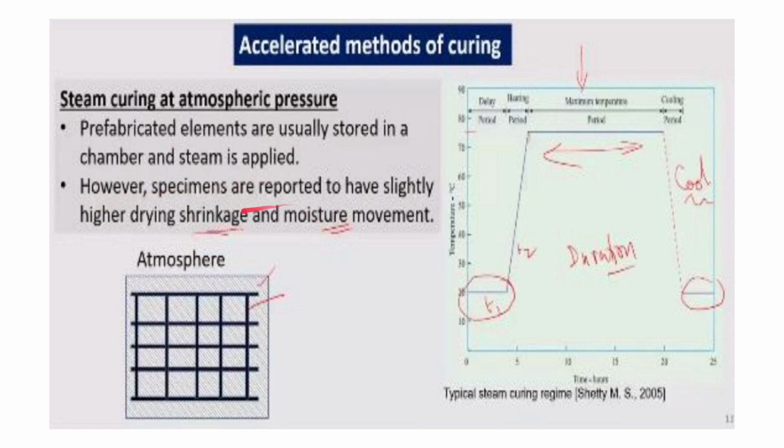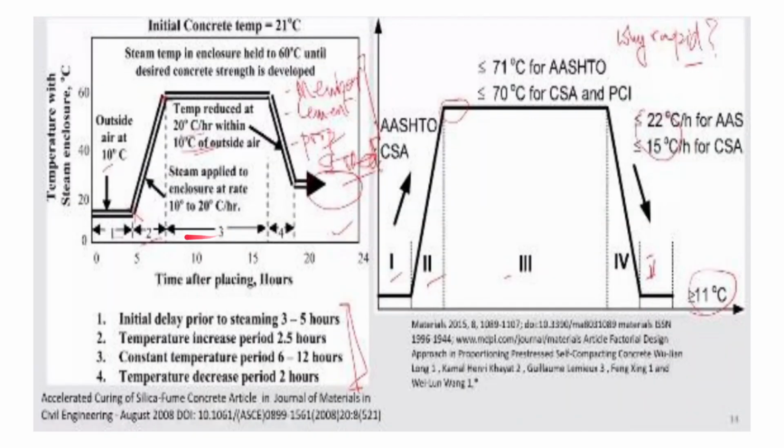However, specimens are reported to have slightly higher drying shrinkage and moisture movement. So this is one of the problems which need to be researched upon. So this is a practical example of the regime.